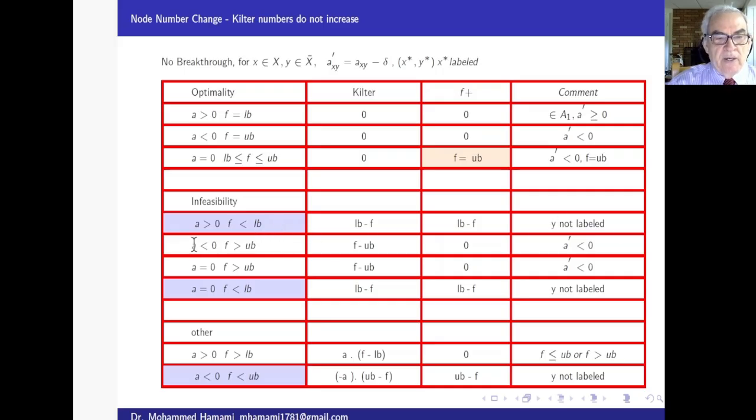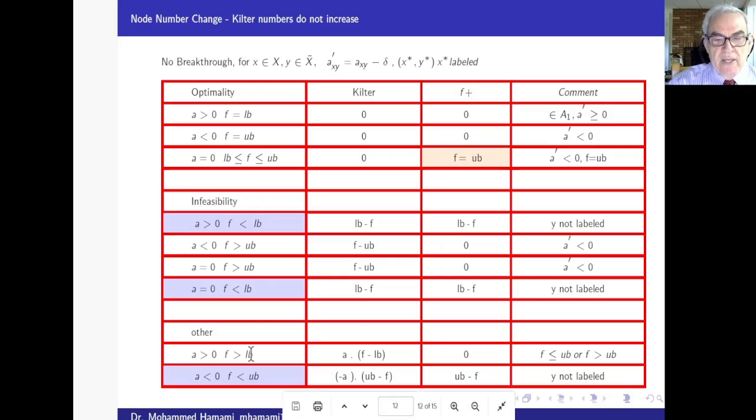So let's take this arc, A negative and F bigger than UB, and the Kilter number is F minus UB. So A negative, and we subtract delta, it stays negative. A prime is negative, and the flow is bigger than UB. So the Kilter number F minus UB is the same. It didn't change. How about A equal to 0 and F bigger than UB? Well, if A is 0, A prime is negative. So I jump from this state to this state, and both of them have F minus UB. There's no change in the Kilter number.